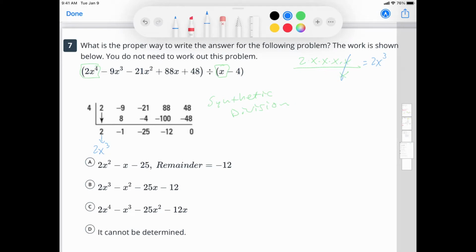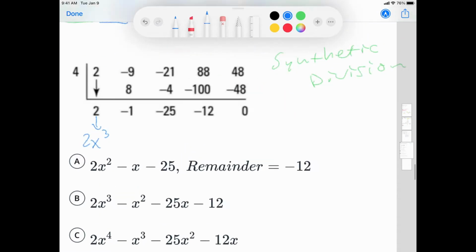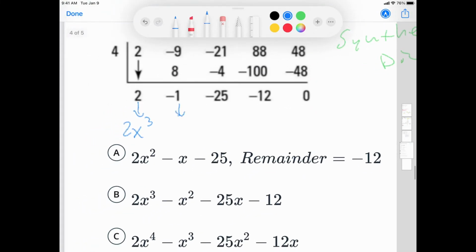And you're not skipping any variables here, so there are no placeholders like a 0x squared or one that's missing, because you have 4, 3, 2, that's a 1, and this is x to the 0. Then you can just count down from this one. So this will be a negative 1x squared. Count down, so 3, 2, this will be a 1, so negative 25x to the 1. This will be the 0.